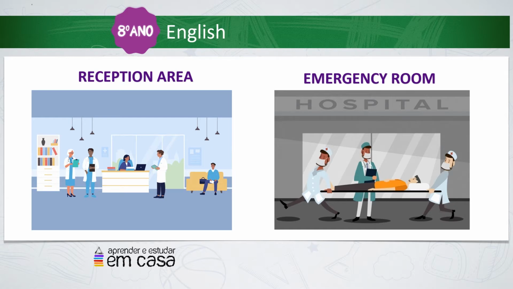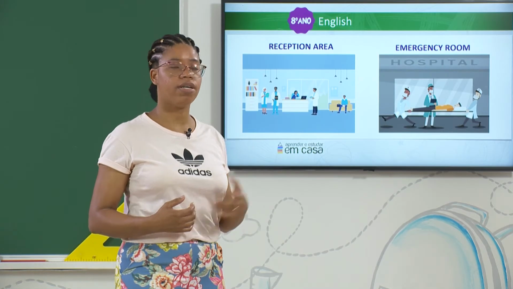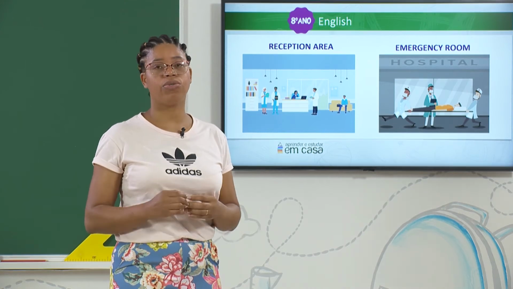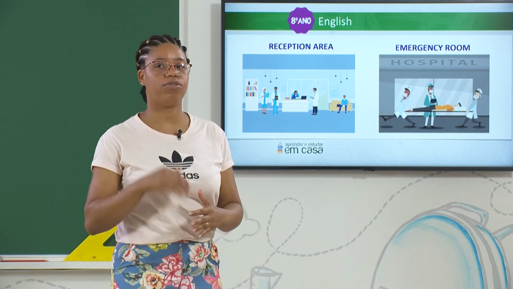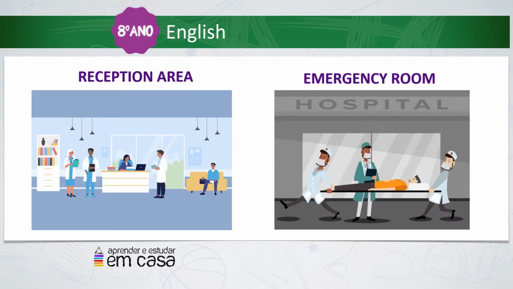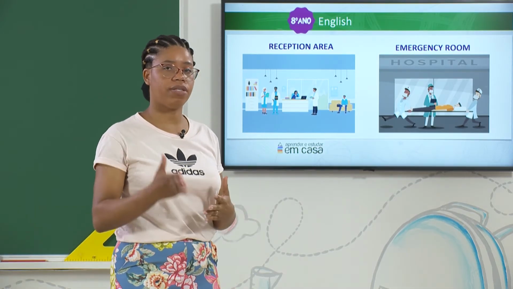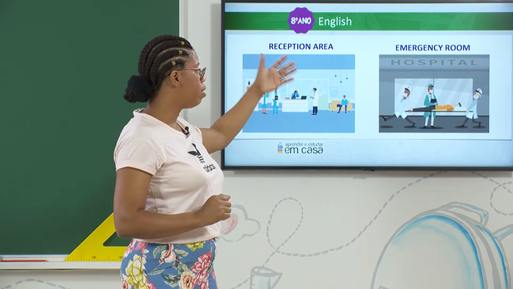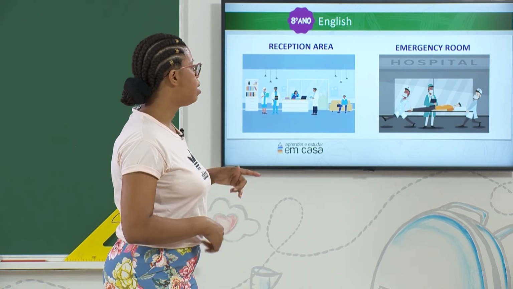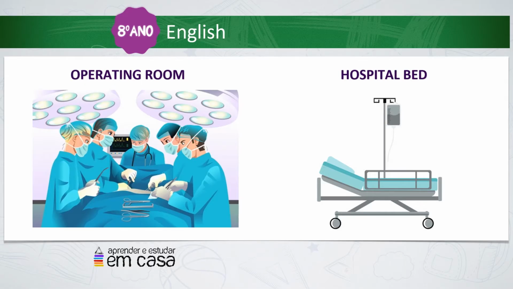Reception area. This is the first place that you arrive when you go to a hospital. You go to the reception area, you find a person that guides you to the nursing room and then to the doctor's room, okay? Then we have the emergency room. This is the room where the patients are taken when they have some urgent problem, okay?